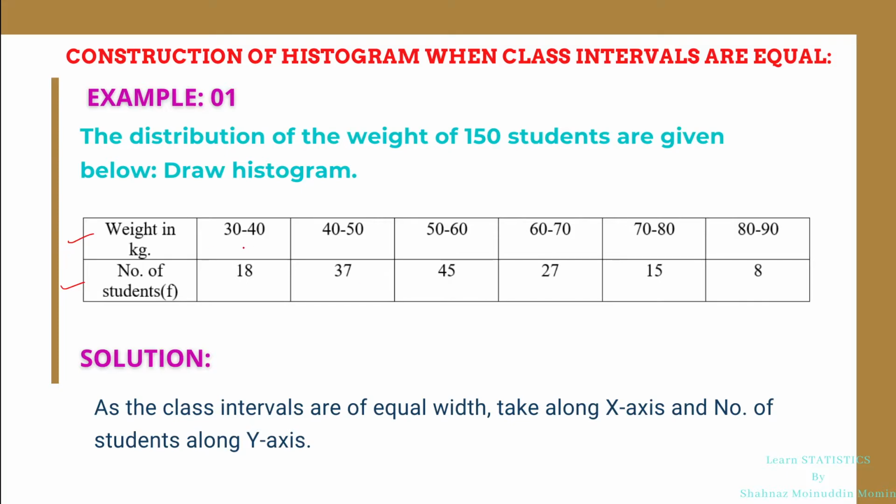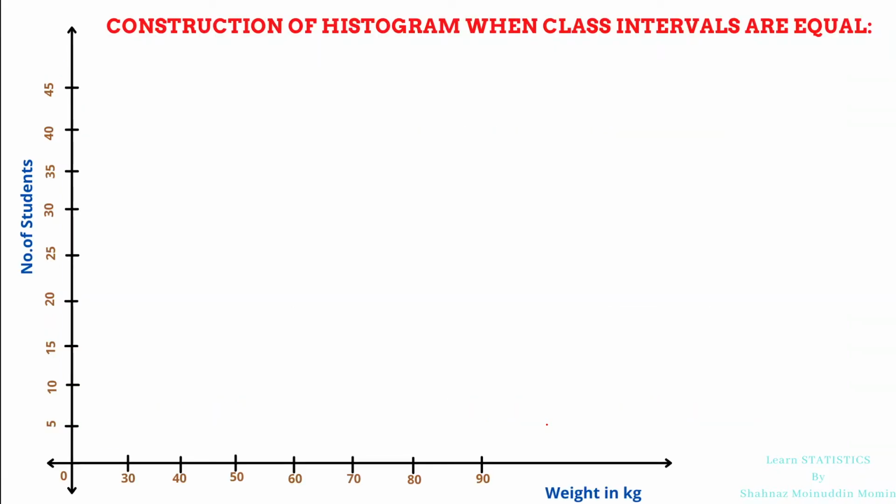By observing the classes of weights, it is seen that each class has width 10, means each and every class has equal width. As the class intervals are of equal width, take the classes along the x-axis and the number of students, that is the frequency, along the y-axis. Now let us see how to draw the histogram.